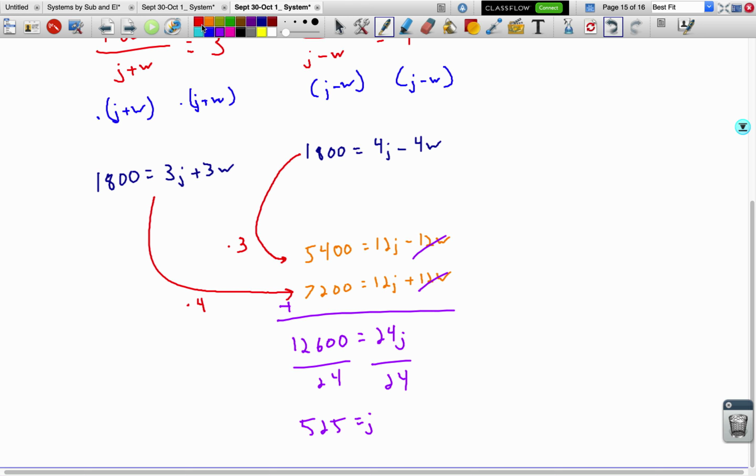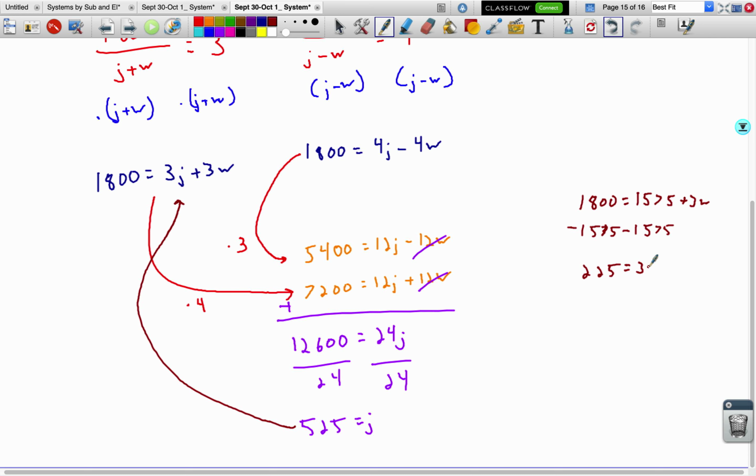Now we look for an easy spot to plug this back in. I probably won't go back to one of those original equations. I'd rather plug it in somewhere like right there. So let's take that, multiplied by 3. We get 1,800 equals 1,575 plus 3W. Now we'll do 1,800 minus 1,575 and we get 225 equals 3W. Divide by 3, and we get 75.